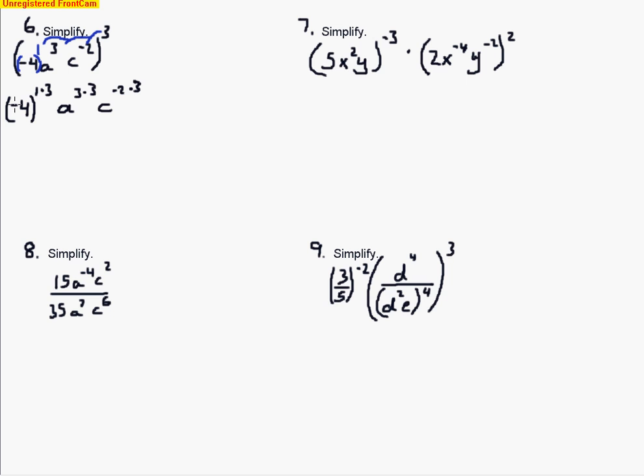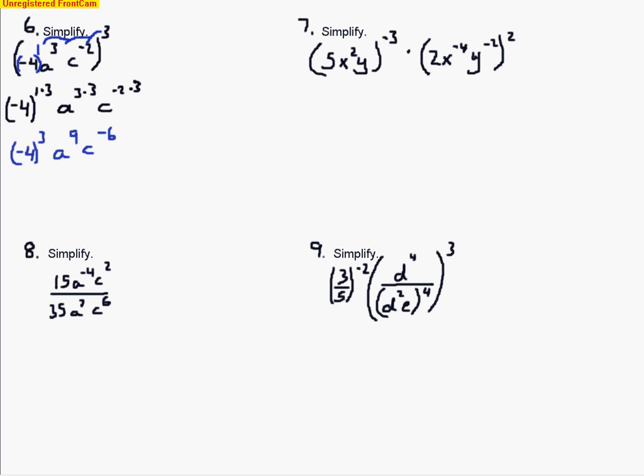So we go ahead and do the work there. We've got negative 4 in parentheses to the third power because it's negative 4 being multiplied 3 times, not positive 4 being multiplied 3 times and then times the negative 1. It's negative 4 being multiplied 3 times. And then a to the ninth and c to the negative sixth.